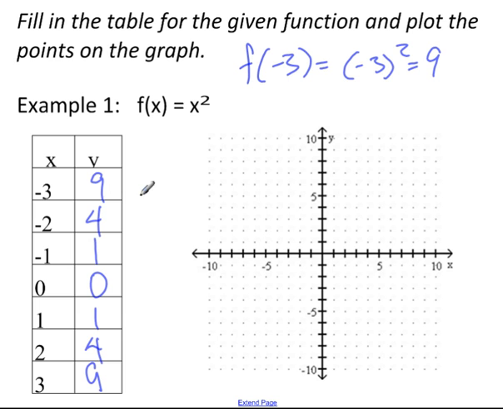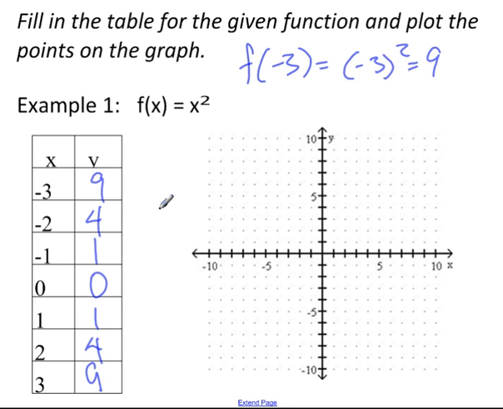A couple things you should notice about our numbers. First, they're symmetric here: 9, 4, 1, 0, 1, 4, 9. So we just start dropping down and then going back up. I'm going to go ahead and plot all these out here.